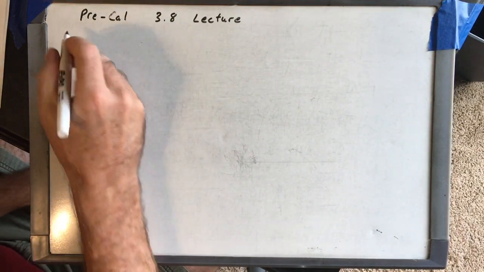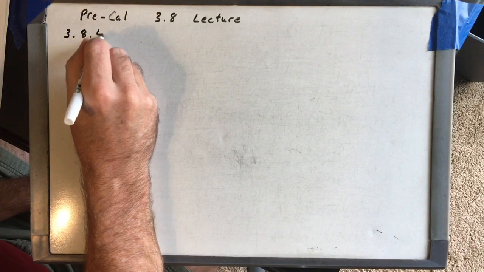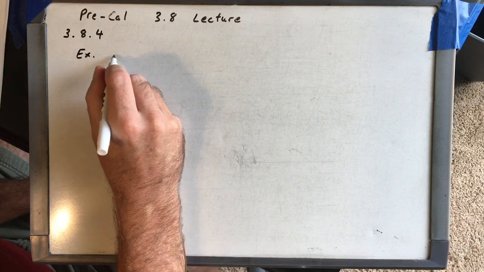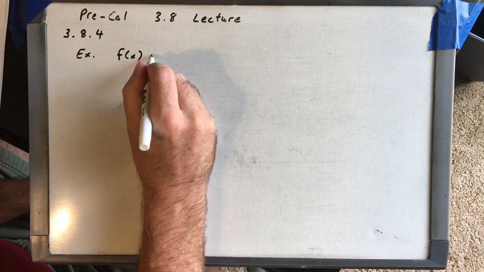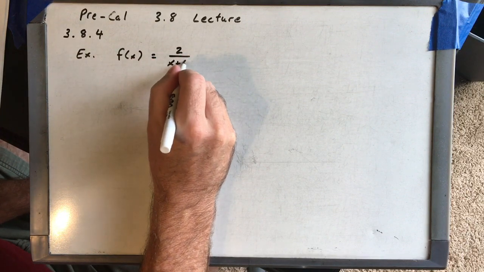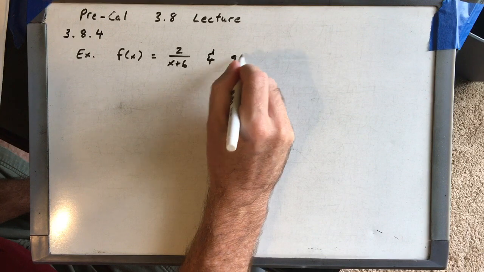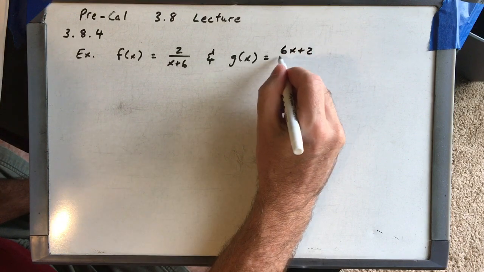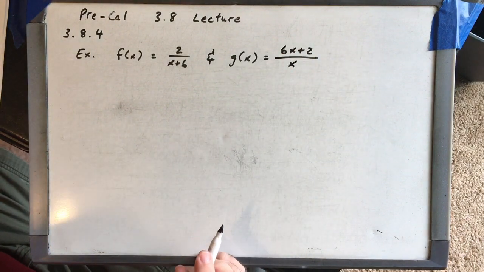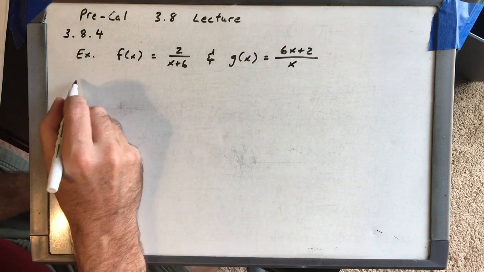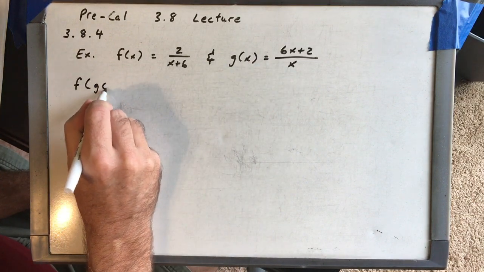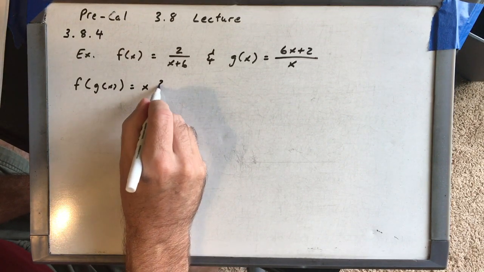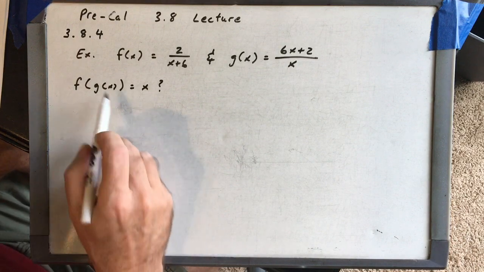All right, you can identify inverses algebraically. So the question is, are f of x equals 2 over (x plus 6) and g of x equals (6x plus 2) over x, are those inverses? What you have to do is find f of g of x. Does it equal x? Is that true?